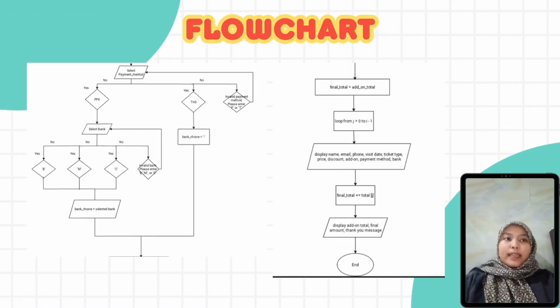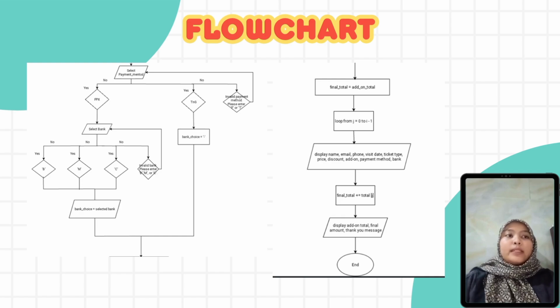The user needs to select a payment method, either FPX, where they must choose a bank, which is B for Bank Islam, M for Maybank, C for CIMB Bank, or Touch and Go, which requires no bank selection. The system verifies all input, displaying an appropriate message for any invalid choice.